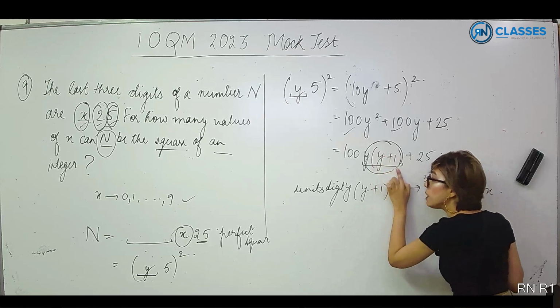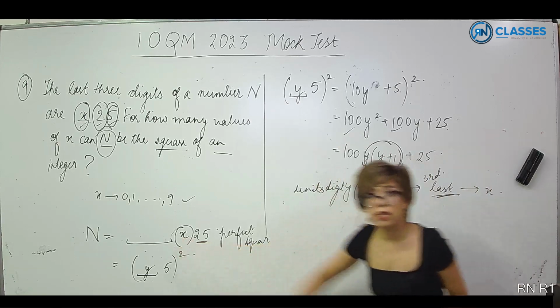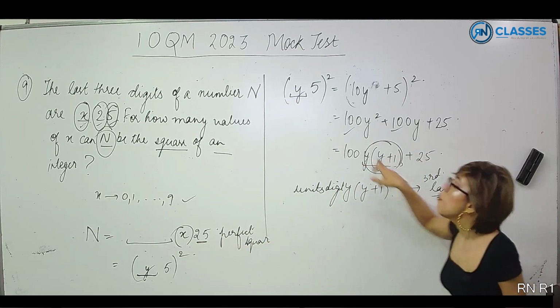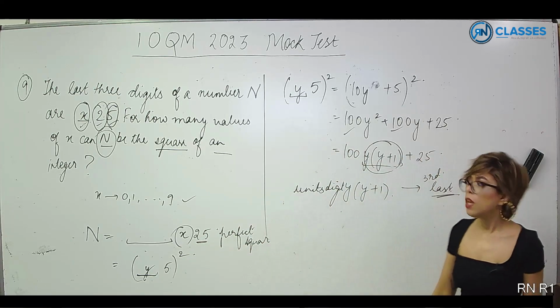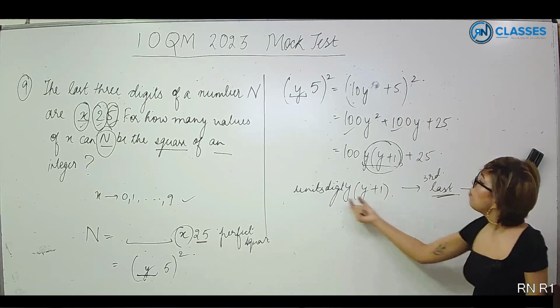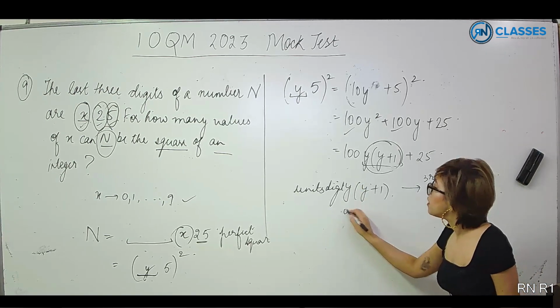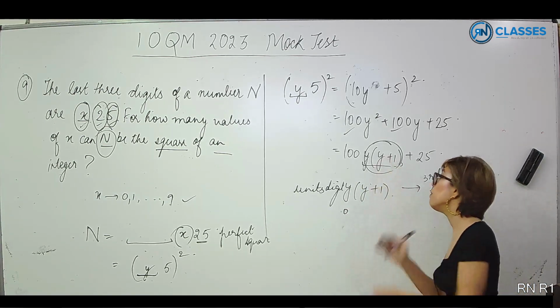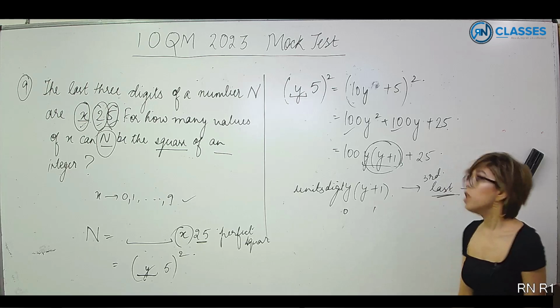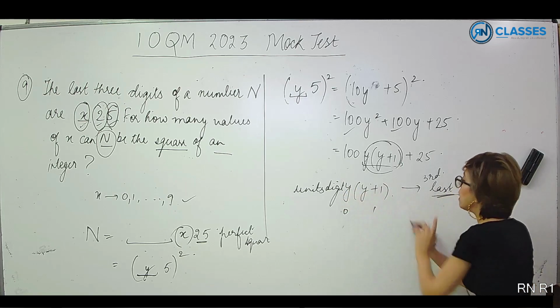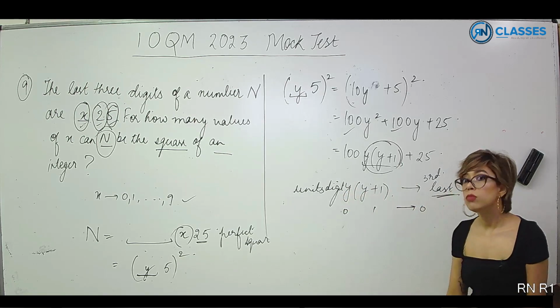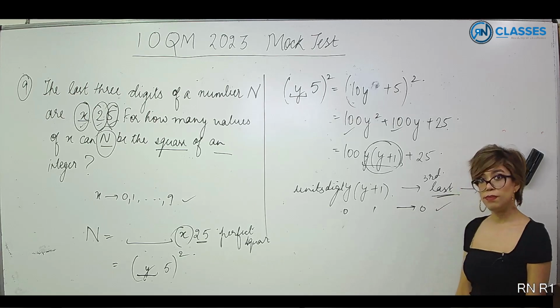The last digit of this will have an impact on x. In fact, the last digit of this will be equal to x. Now, the last digit of this. I'm only interested in the last digit, right? So y might end in 0. y plus 1 will end in 1. So y times y plus 1 will end in 0. Cool? That's a possible value of x.